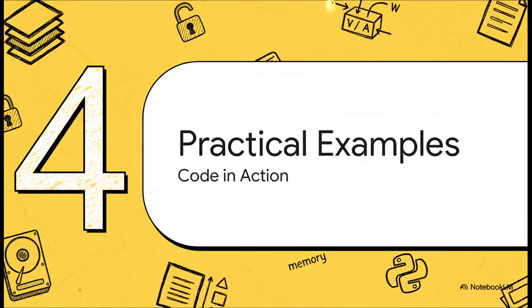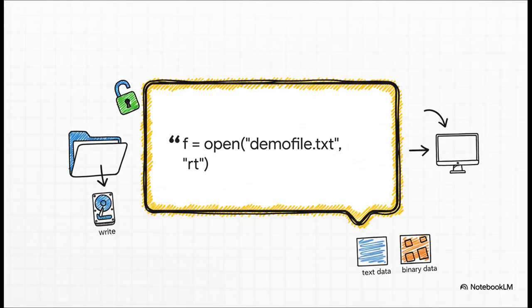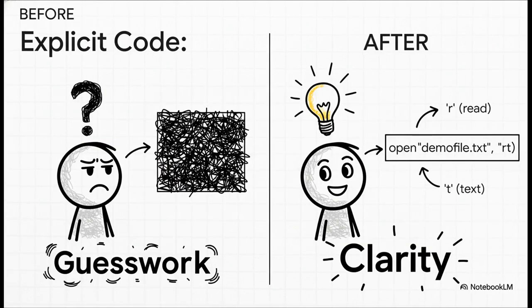All right, that's enough theory for a minute. It's great to know the concepts, but let's see how this all actually works in practice. We're going to look at a couple of quick code examples. So, in this first example, we're opening demofile.txt. Now, notice the mode we're using, RT. But wait a second, didn't we just say that R for read and T for text are the defaults anyway? So why would we bother writing them out? Well, it really comes down to one thing: clarity. Being explicit like this makes your code so much easier for other people, and for you 6 months from now, to understand at a glance. It just removes any guesswork about what your intention was.